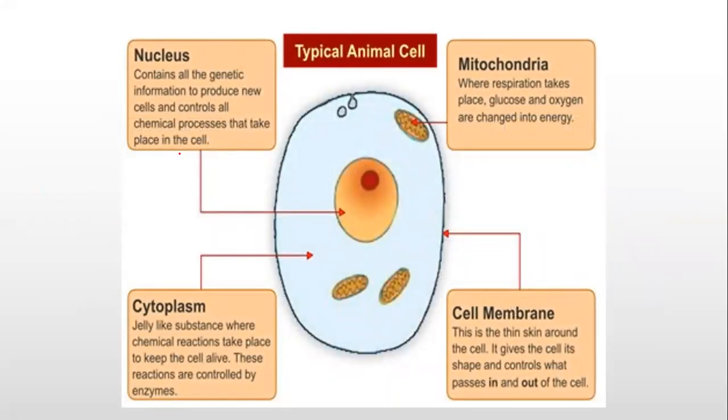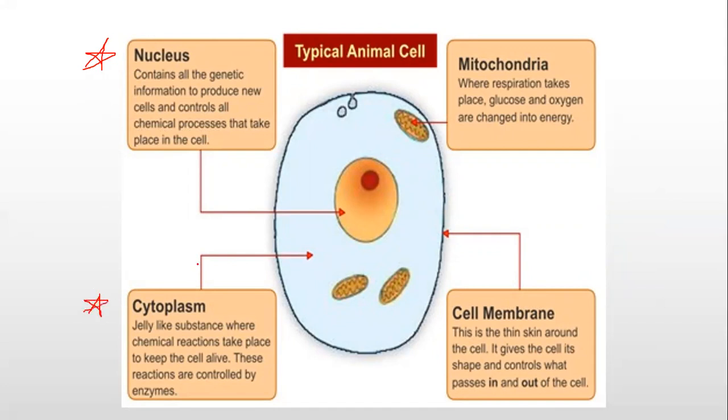There is another detailed diagram with definition of a typical animal cell. बात की जाए अगर न्यूक्लियस की, nucleus contains all the genetic information to produce new cells and controls all chemical processes that takes place in the cell. It actually acts as a controller inside the cell.